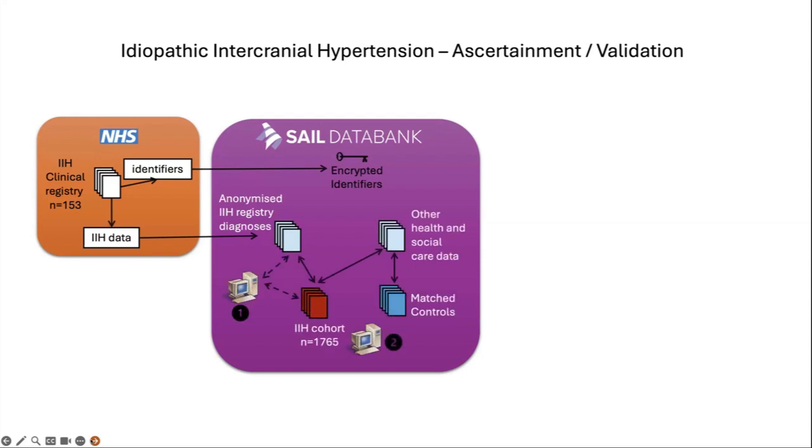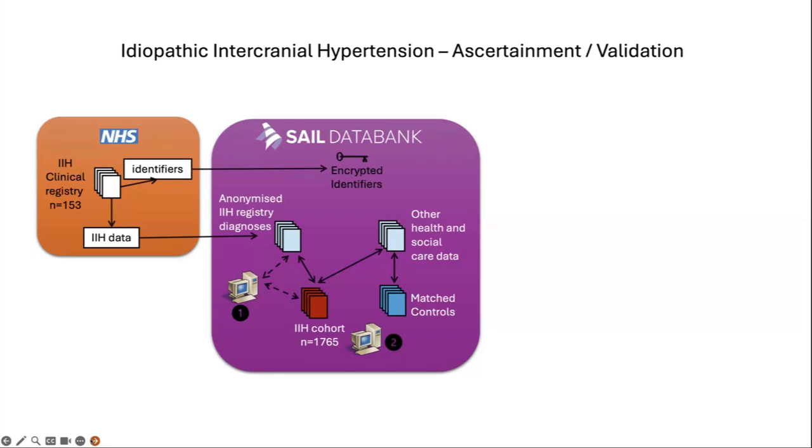So we could link that registry data with the other data within SAIL, and then get an idea of how many of those cases which we definitely knew had IIH had specific codes within the routinely collected data. So you can get an idea of how sensitive your algorithm for getting cases is. Most of the time, as Valentina said, clinical diagnoses are fine, but you can be caught out sometimes.